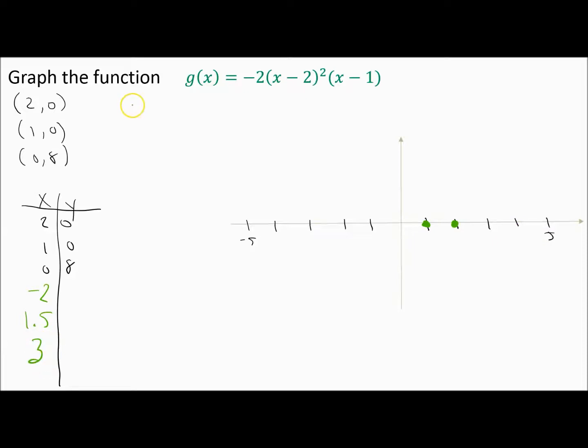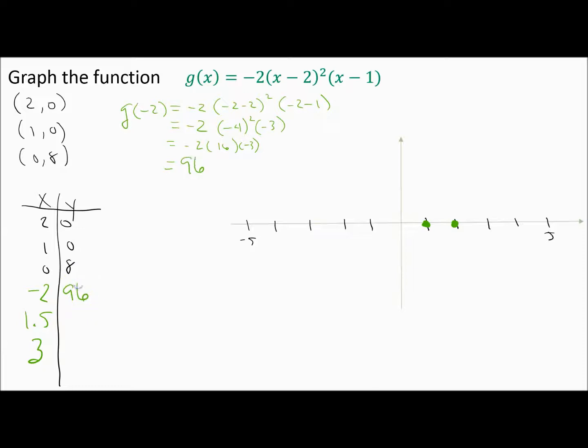So I'm going to calculate g of negative 2. It's going to be negative 2 times (negative 2 minus 2) squared times (negative 2 minus 1). Be real careful with this, because it's easy to make mistakes. This is negative 4 squared times negative 3. So it's negative 2 times 16 times negative 3. And then type that in your calculator if you need to. And I get a result of 96.